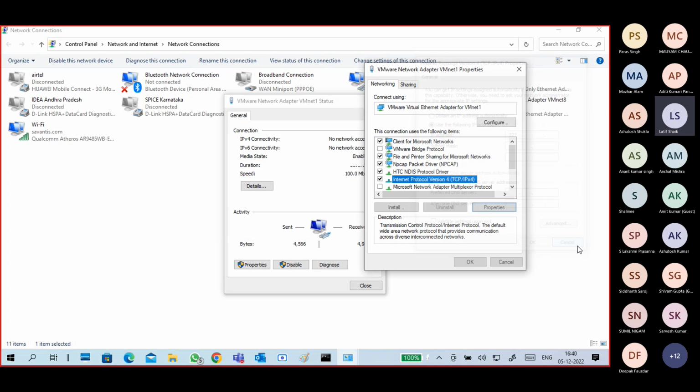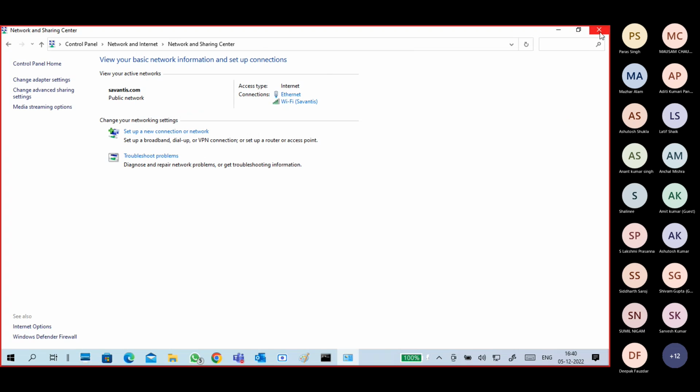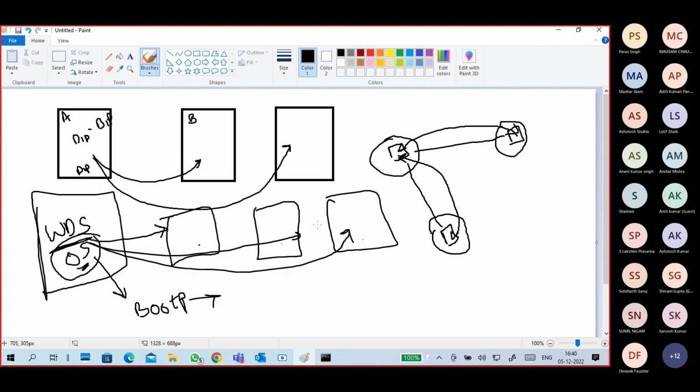So this multicast addressing is used by whom? Certain protocols only use certain services, multicasting-wise services.